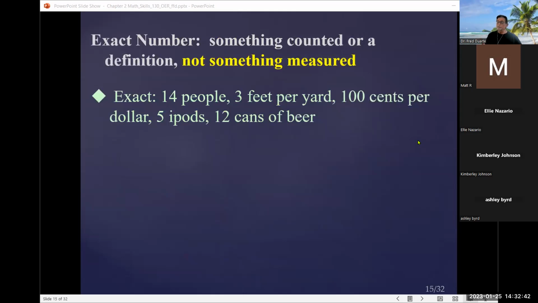There are numbers that are called exact, like 14 people, exactly 14 people. We're not talking about 14.3. And the conversion factor in 1 yard, there's exactly 3 feet. There's exactly 100 pennies, or 5 iPads, or in a 12 pack, 12 cans of beer. Those are exact numbers. When a number is exact, it plays no role in determining the number of sig figs in your answer. A lot of the conversion factors we talked about earlier, the metric conversion factors, are exact numbers, so they would not play a role in determining sig figs.